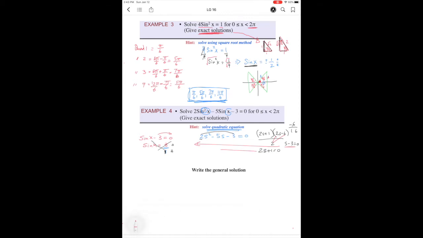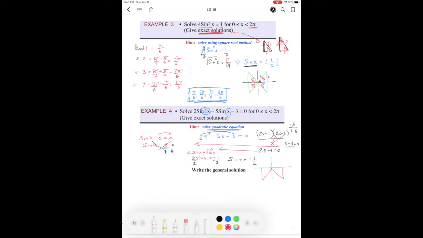So this one here, I'll do over here. So I have 2 sine x plus 1 equals 0. So move over. So 2 sine x equals negative 1. Divide by 2. So sine x equals negative 1/2. Now I can draw my triangle. So I know I have a sine that is negative. So we know it's in the bottom two.